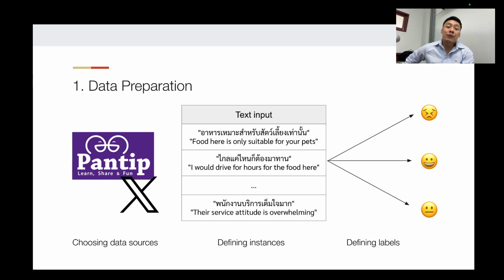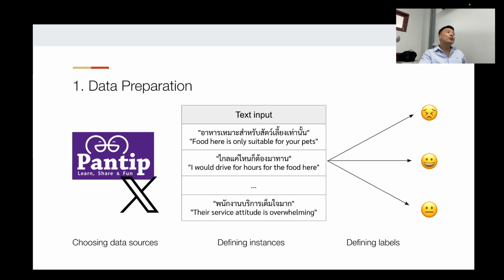And then you have to define what you want to classify. For example, if you want to do sentiment, you can do it at the sentence level, paragraph level, or document level. So you have to choose what kind of thing that you want to classify.